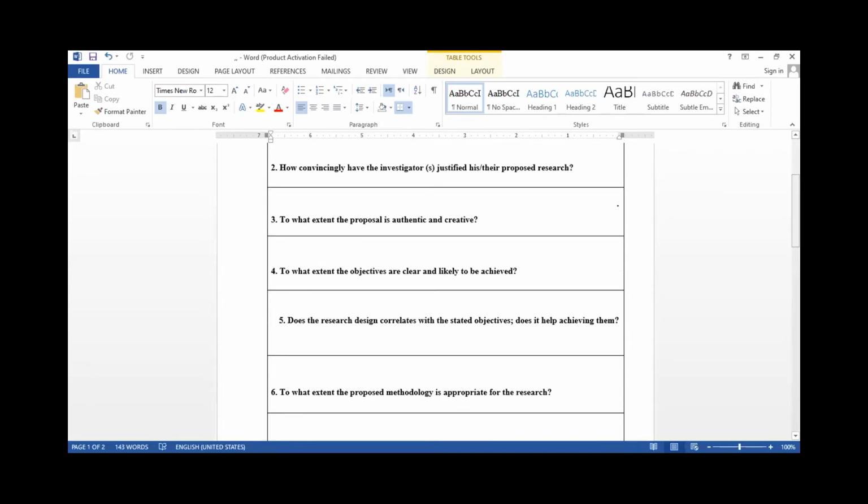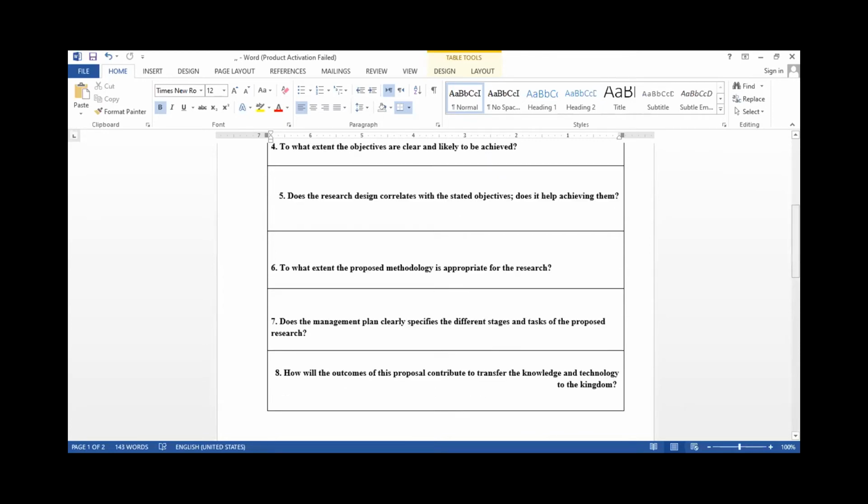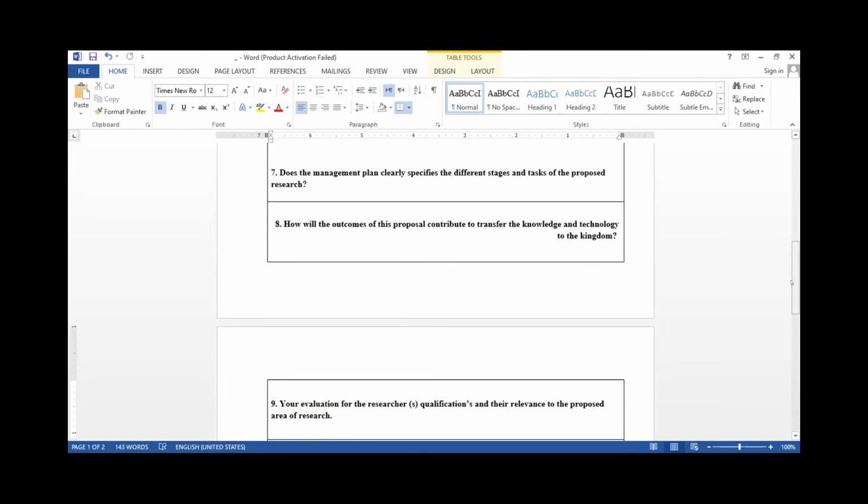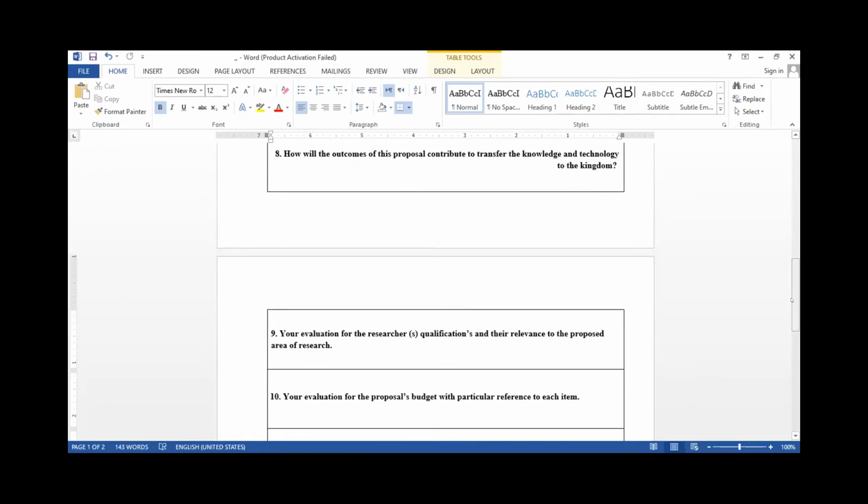Does the research design correlate with the objectives? Methodology, management plan, different stages, or you have prepared the Gantt chart. How the outcome of this proposal contributes to transfer: some useful, novel thing has to be there and has to be implementable. Your evaluation, the research quantification, and the relevance to the proposed area of research.